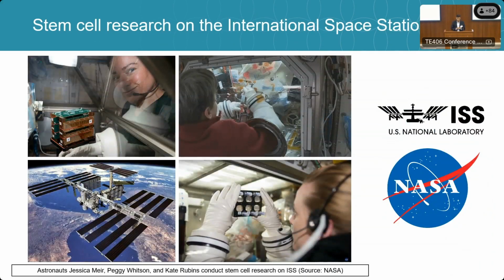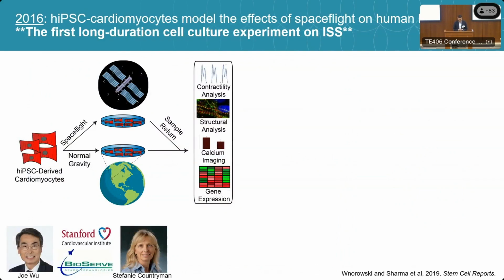So stem cell research, indeed, has been happening on the International Space Station for a decade plus now, in large part thanks to support from the International Space Station National Laboratory, CASIS, NASA. These are just some examples of NASA astronauts executing some of our projects on the International Space Station, as well as some other projects as well. And Joe alluded to this as well.